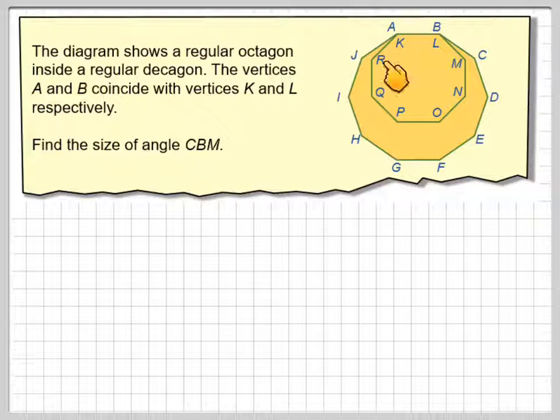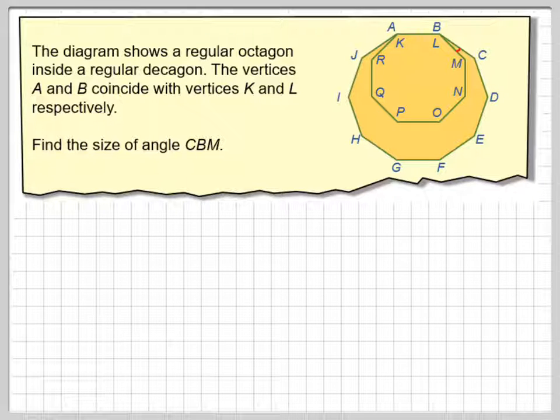So what we've got here is a regular octagon inside a decagon. It's a 10-sided shape, and the vertices AB on the decagon coincide with KL on the octagon. And we're being asked to find the angle CBM, which is that angle there, this angle here.